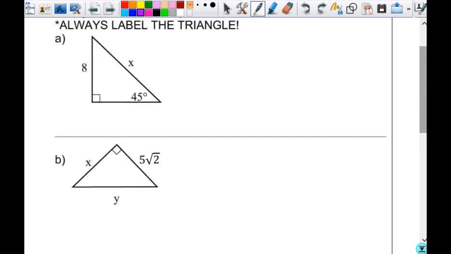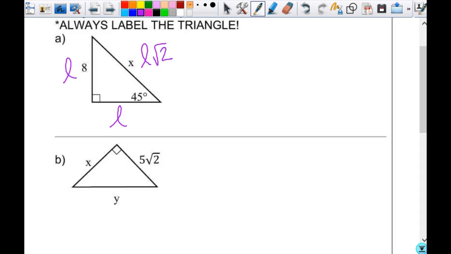And always label the triangle. Look at that. It's even in all caps. Okay, so the first thing you have to do is identify your triangle. Is this a 45, 45, 90 triangle? Yes. Okay, so then the next thing you do is you label it. L, L, L square root of 2. This is L, this is L, this is L square root of 2.